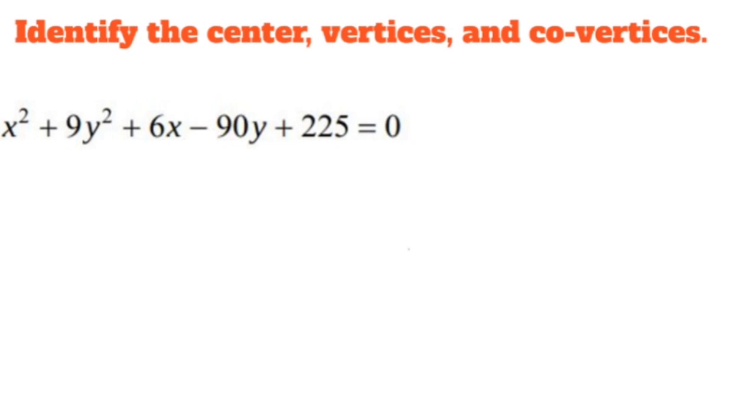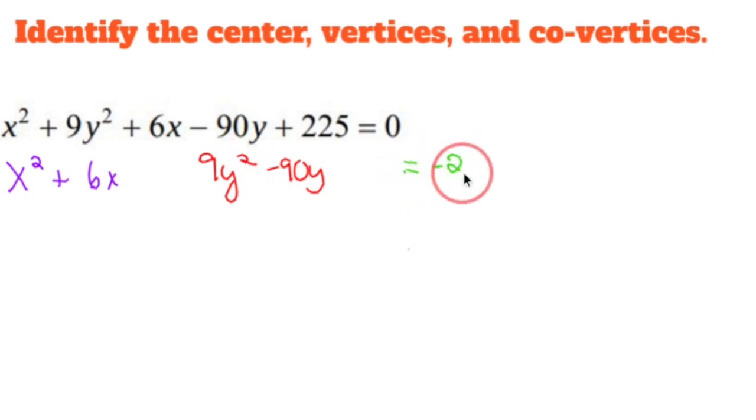Now, when I did a problem like this with a circle, the first thing I did was group everything up by variable, and then I completed the square, and I'm going to do the exact same thing here. So I'm grouping the x's, leaving some space, grouping the y's, leaving some space. While I'm at it, by the way, let's subtract 225. There you go. Okay.